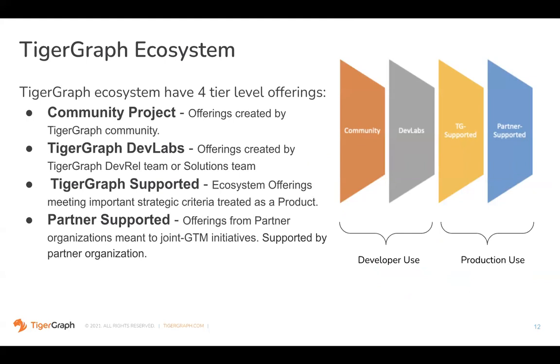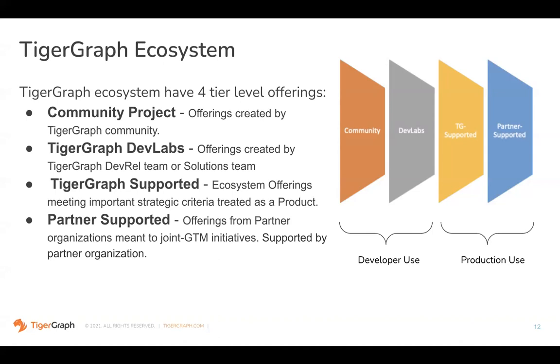For example, on the ecosystem side, we have four types of projects. One is a community project, which is contributed by our community. It is entirely owned by the community. We don't vet it. It's useful for things like, for example, a utility that a particular user saw a gap for and built and contributed. Those are the kinds of things in a community project. Next, we have what's called Dev Labs.